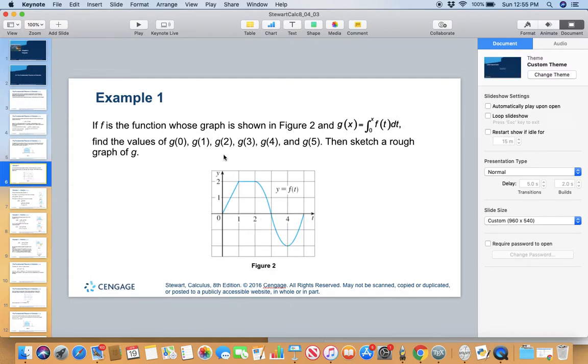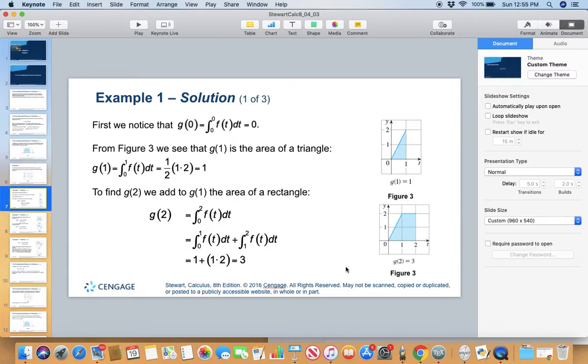Next, find g(2). So you are starting from 0, always starting from the same point. The upper limit changes. So you are still starting from 0 and you are going until 2. You have already calculated this. This area was 1. What is this area? This is a rectangle. So you have 1 times 2, that's 2. Add 2 to the 1 you have already found. All right. And that is, the area is 3.